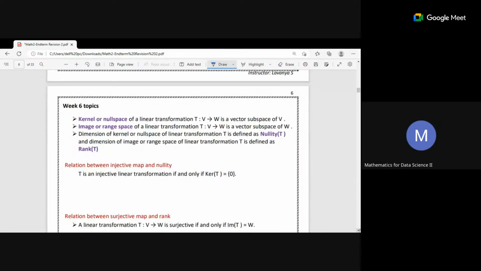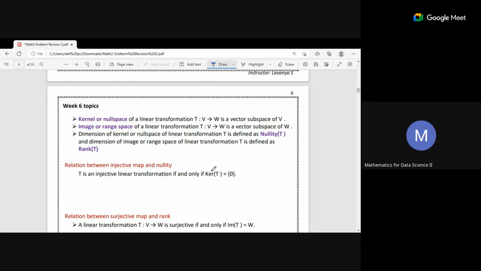So now moving to week 6 topics. We already know that null space is a subspace of V and range space is also a subspace of V, and the dimensions are nullity and rank, right? So, the relation between injective map and nullity. What is the relation? T is an injective linear transformation if and only if kernel T is equal to 0.